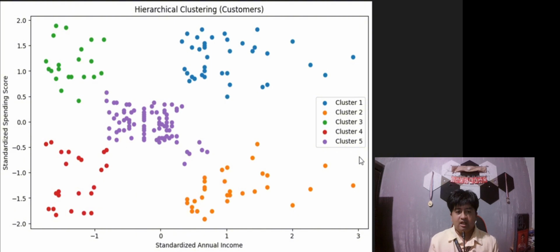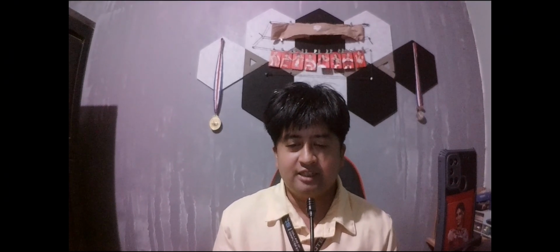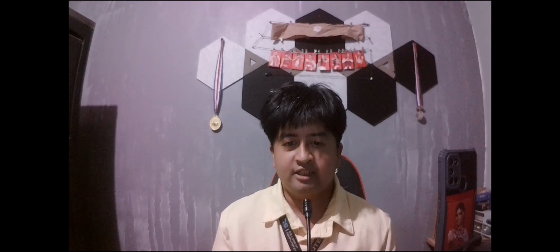As you can see, the clusters are well separated, which indicates that the Ward's method we applied for linkage has successfully formed groups that are compact and distinct from each other based on their income and spending behaviors. This visualization helps in easily identifying and understanding customer segmentation that can be targeted with different marketing strategies.